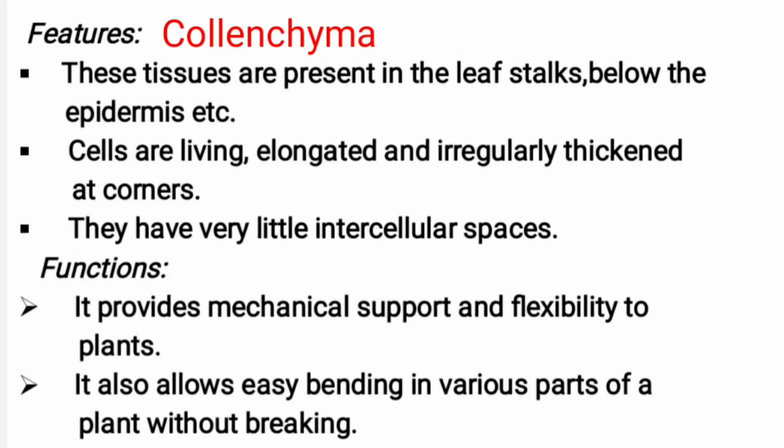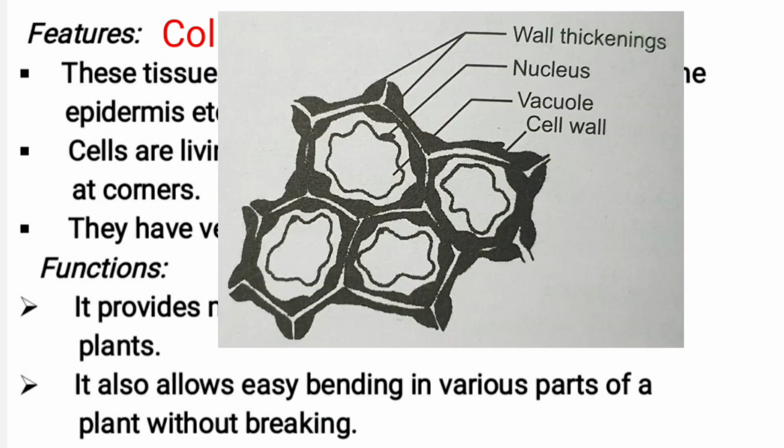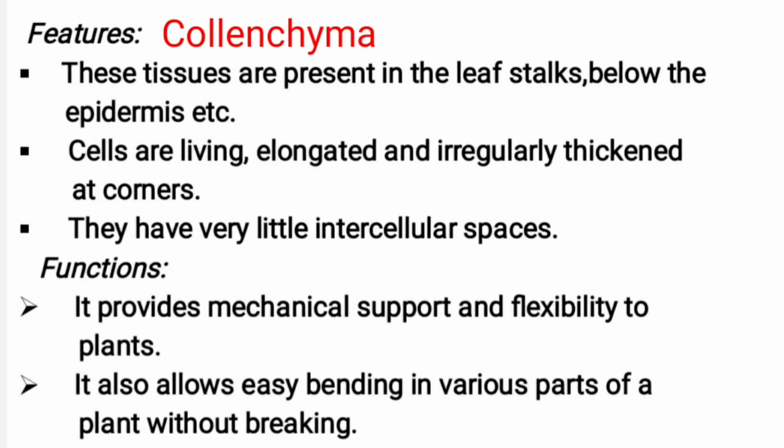Collenchyma. These tissues are generally found in leaf stalks below the epidermis and leaf midribs. Important characteristic features are: cells are living, elongated, irregularly thickened at the corners. They have very little intercellular spaces. Main functions are: it provides mechanical support and flexibility to plants. It also allows easy bending in various parts of the plant without breaking.